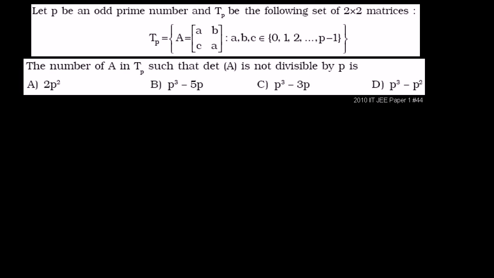So in problem 44, once again, we have the exact same setup that we had in problems 42 and 43. But now they're asking us the number of a in t sub p such that the determinant of a is not divisible by p. Well, we've already done some work in problem 43 in figuring out some set of the members that are divisible by p. So why don't we just figure out the total number of members of t sub p, and then subtract the total members whose determinants are divisible by p, and then we'll get this answer right over here.